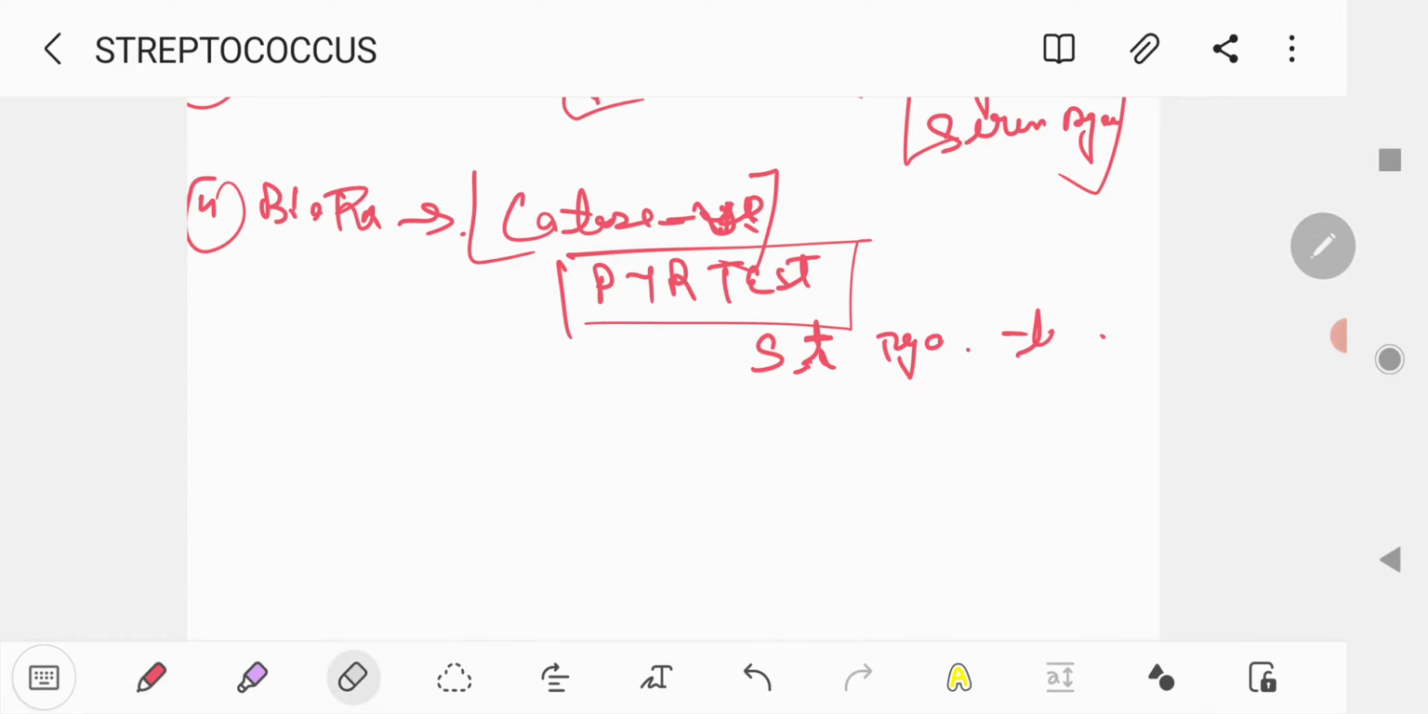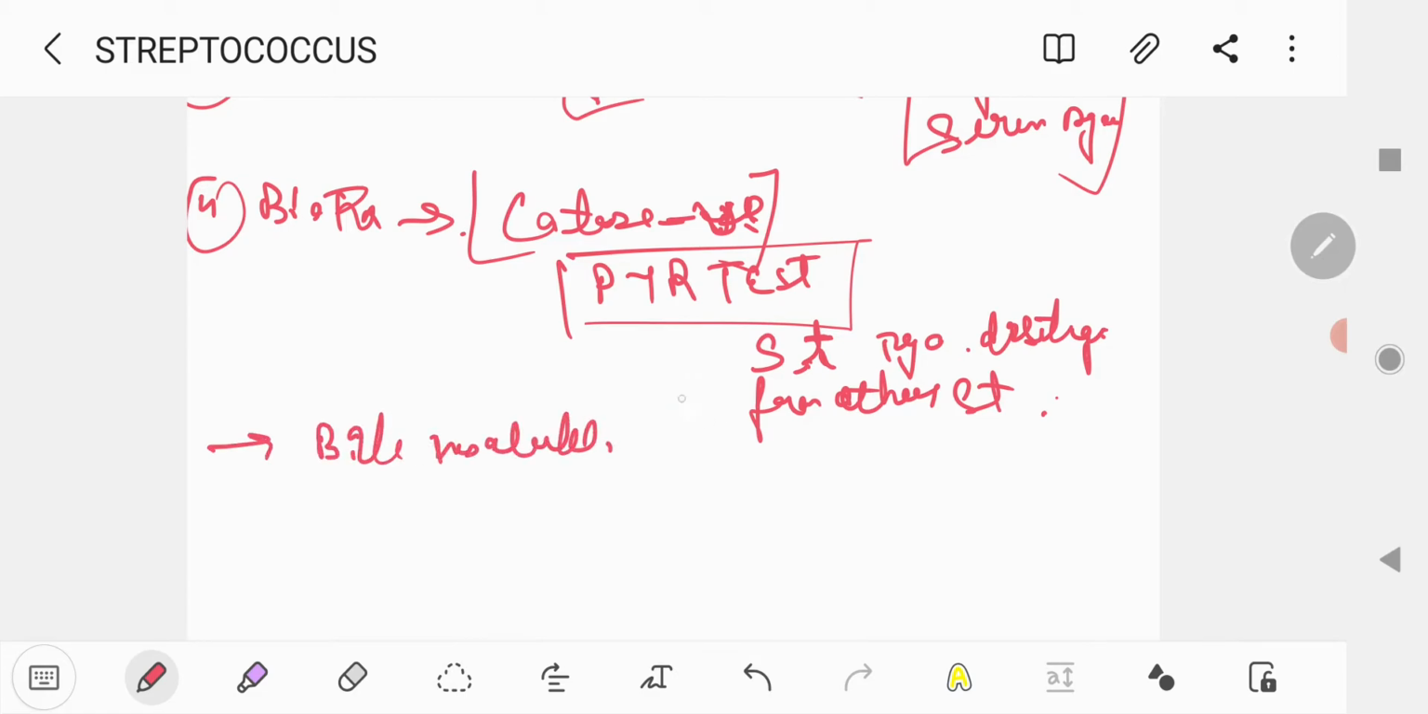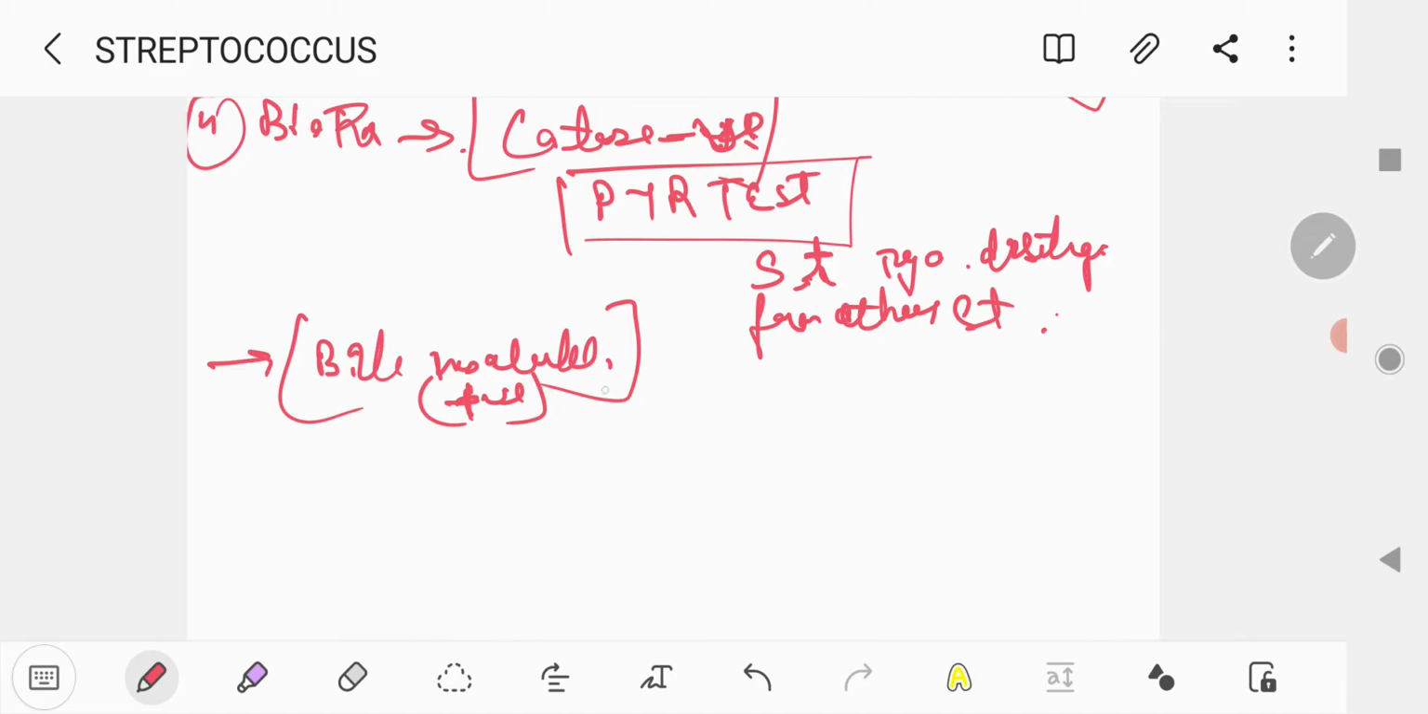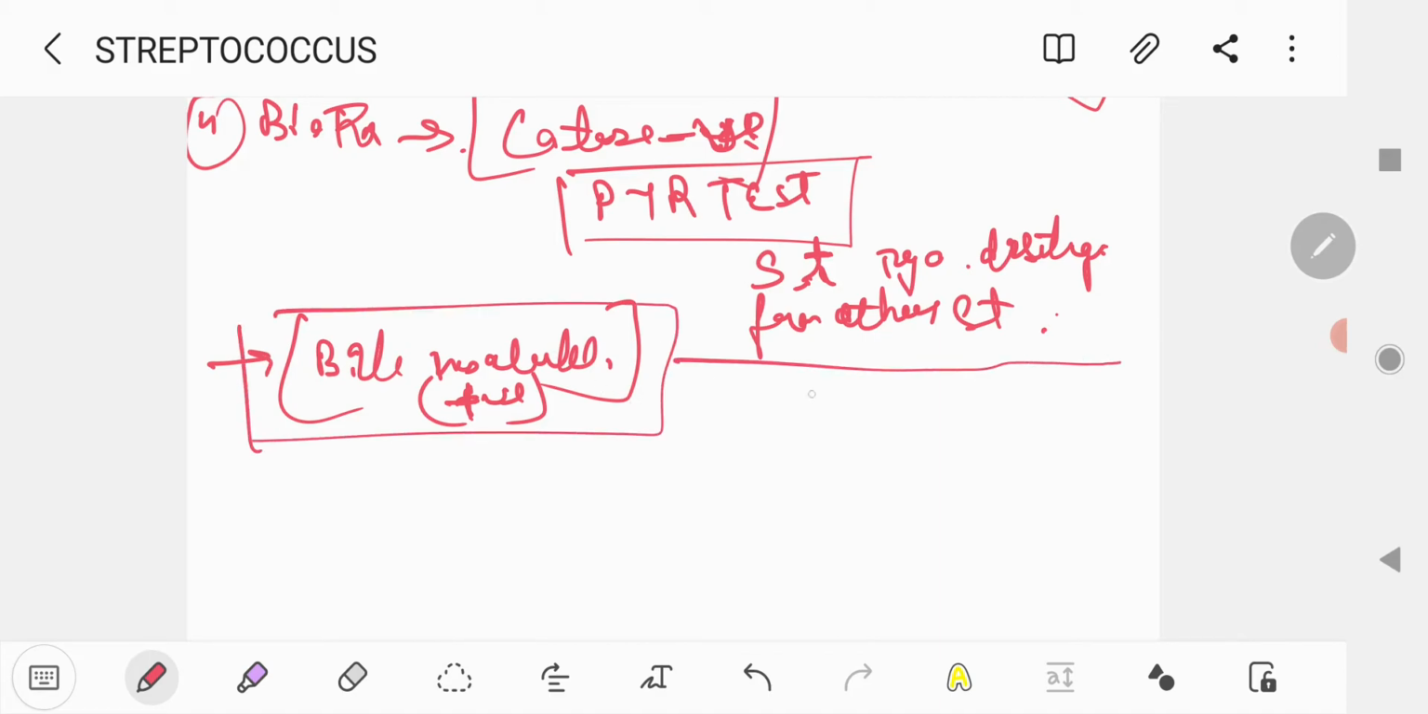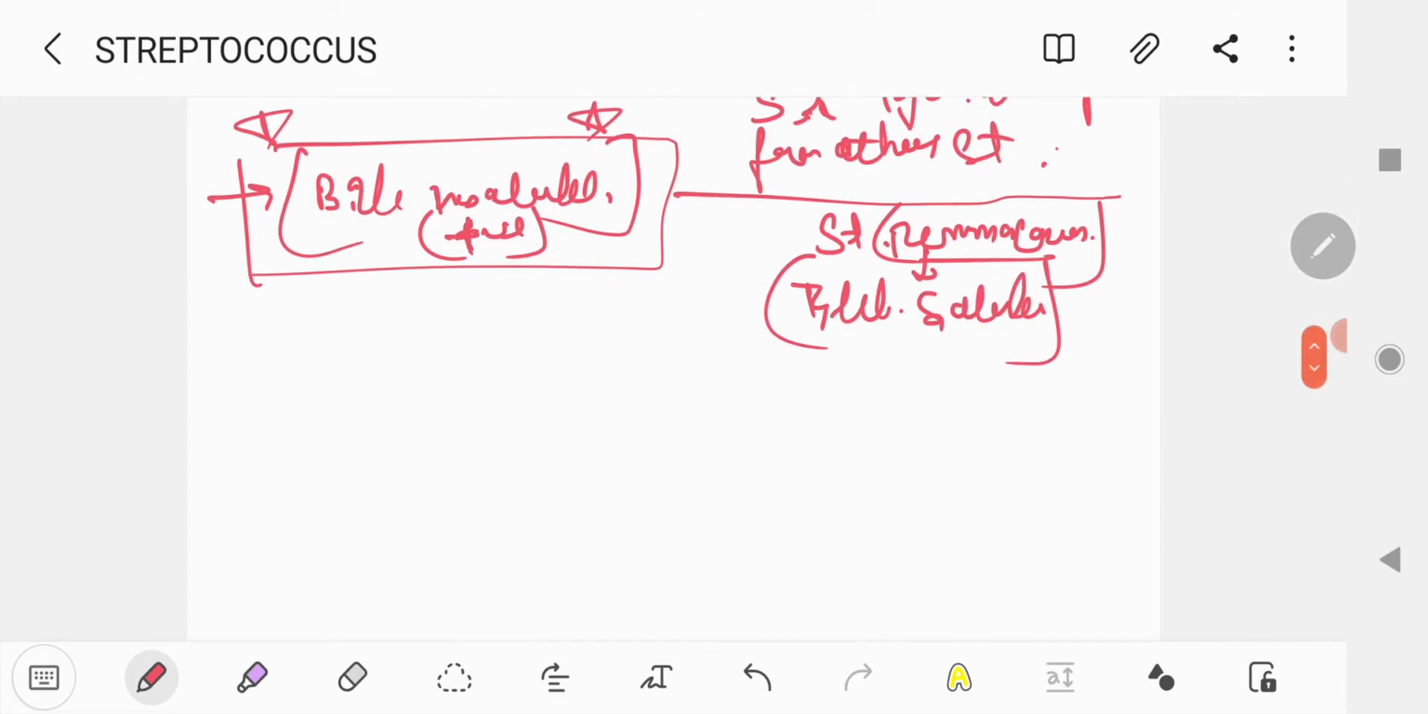Streptococcus pyogenes is distinguished from other streptococci by this. Then also it is bile insoluble. Okay, it is negative for the bile solubility test and positive for bile insolubility. And if we want to distinguish this from pneumococcus, we can use the bile solubility test, where you can see that pneumococcus is bile soluble. Okay, so we can differentiate in this way.